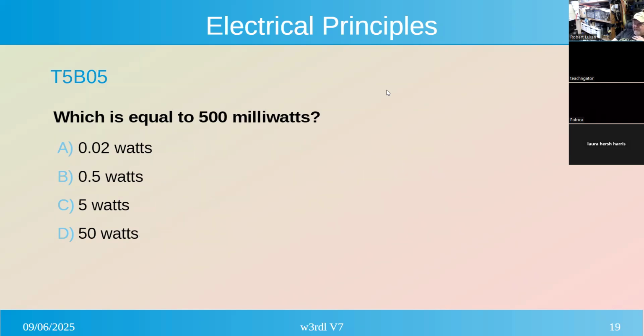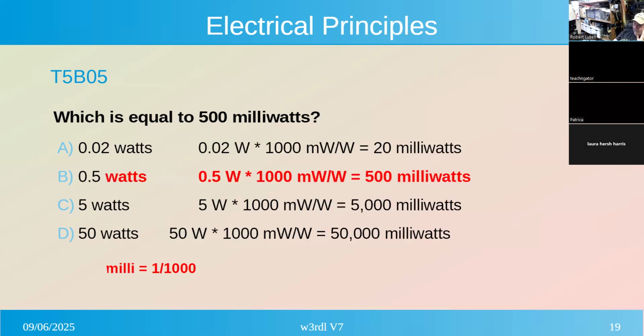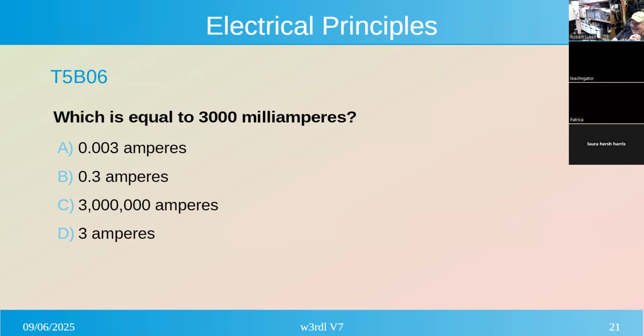Which is equal to 500 milliwatts. Remember, Bravo. How many milliwatts are in a watt? 1,000. So bravo. Okay. Which is equal to 3,000 milliamperes. Remember, we just did milliamperes a little bit ago. Delta.